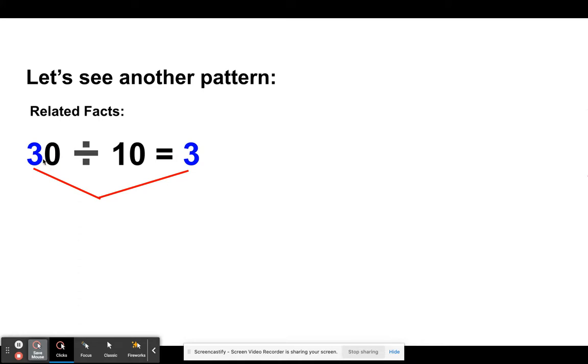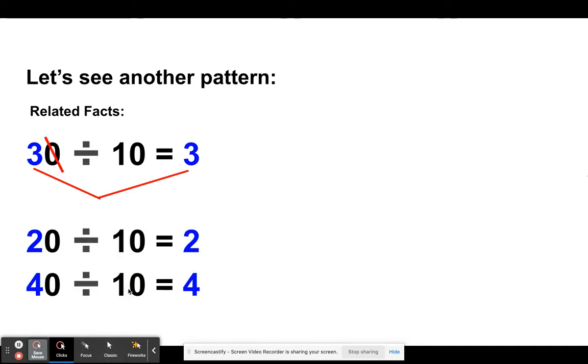let's go back. So here I was just showing also that when we think about 30 divided by 10, let's notice that we have a 3 in the tens place and then a 0 in the ones place. So I ask myself, how many tens do we have? I have 3. So I can think about crossing out our 0.